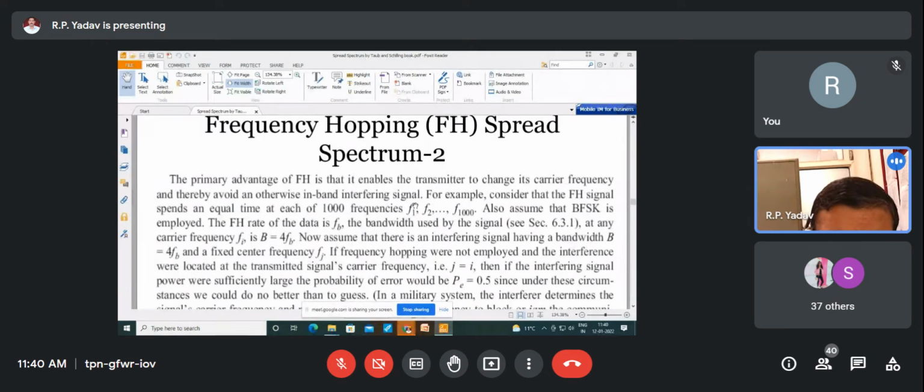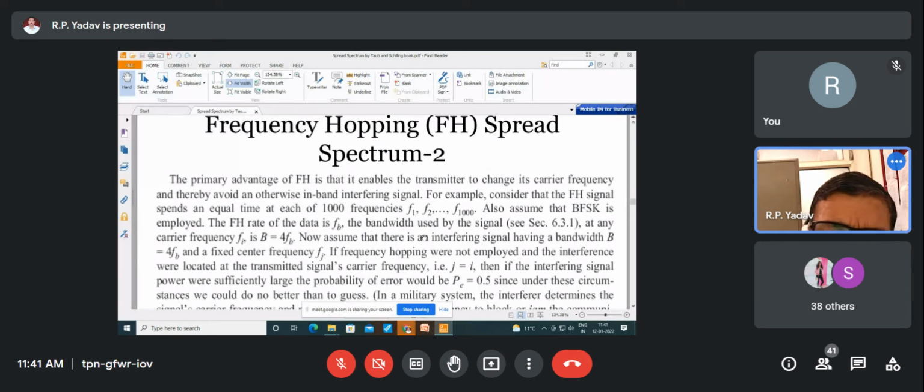You've seen in M-ary FSK that different frequencies can transmit different symbols. So here also, different frequencies are used for information transmission. For example, consider that the FS signal spends an equal time at each of the 1000 frequencies, F1 to F1000. That's how you can decide on the bands. Also assume that BFSK is employed. The FS rate of data is FB. The bandwidth used by the signal at any carrier frequency is obviously 4 FB.